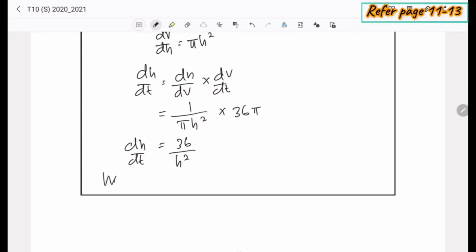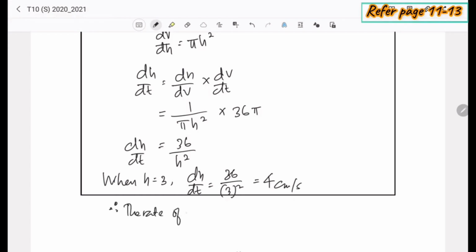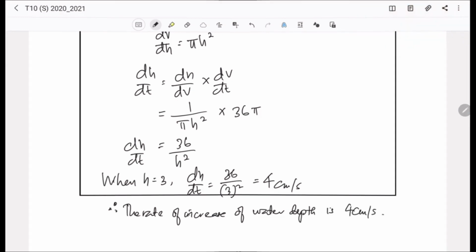When h equals 3, dh/dt is 36 over 3 squared. That is for cm per second. So hence, the rate of increase of water depth is 4 cm per second.